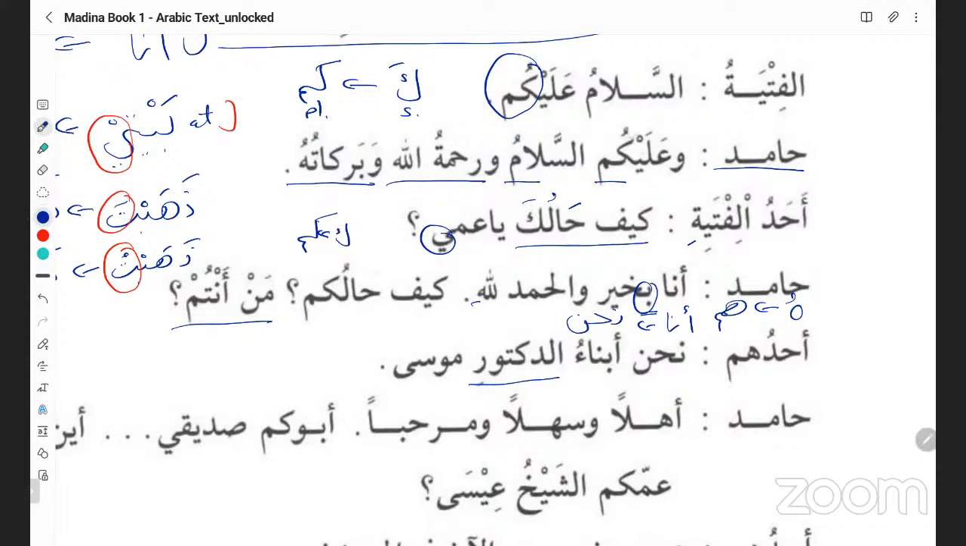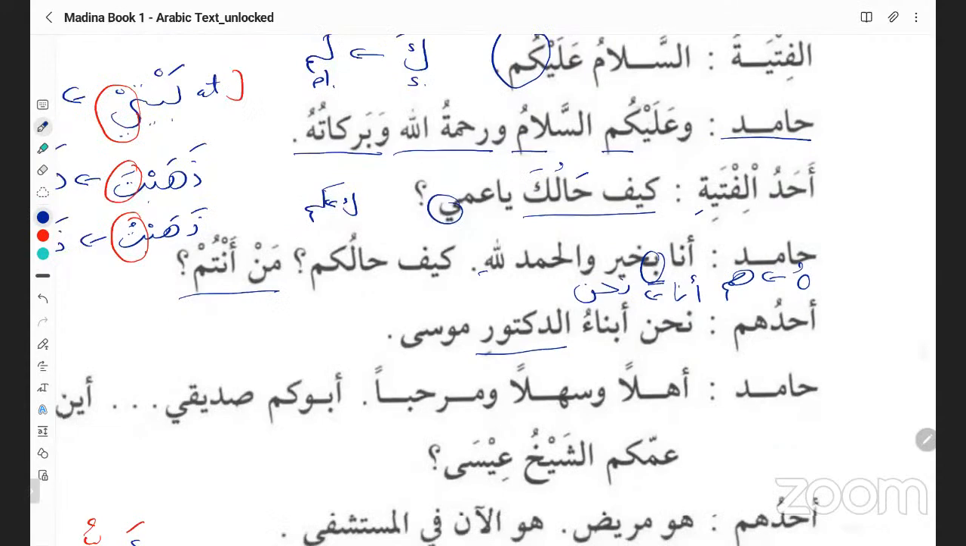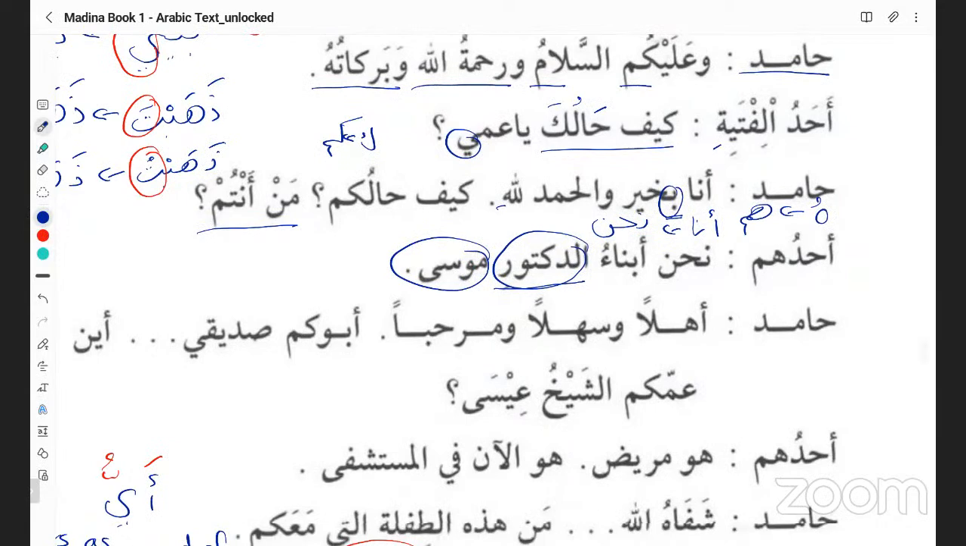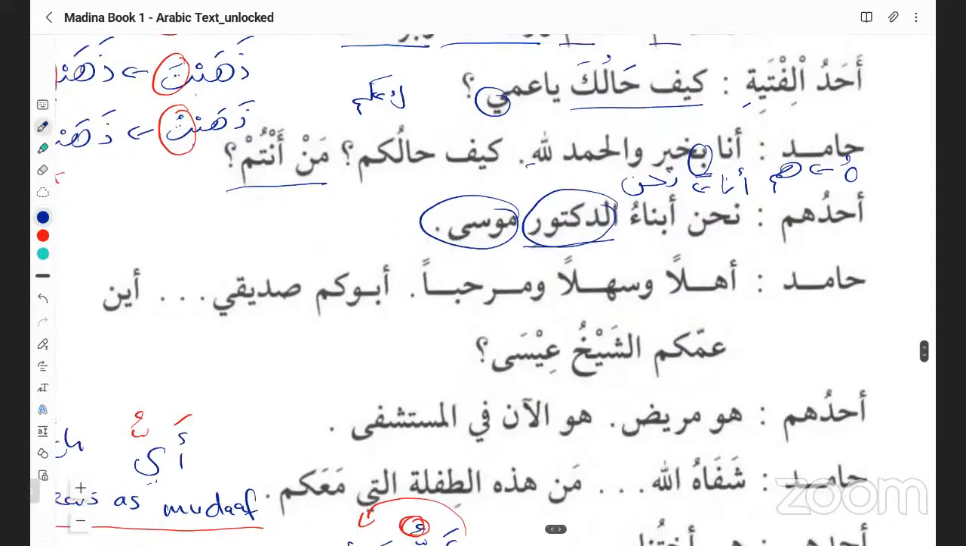Musa and the sons of Dr. Musa, Dr. Musa. We know the Doctor is a title, and whatever comes with a title is a badal. We've done this before, and therefore we can say نحن أبناء موسى وأبناء الدكتور وأبناء الدكتور موسى. The same we done before with a Sheikh in front of the person. Okay, person's name. حامد أهلا وسهلا ومرحبا.